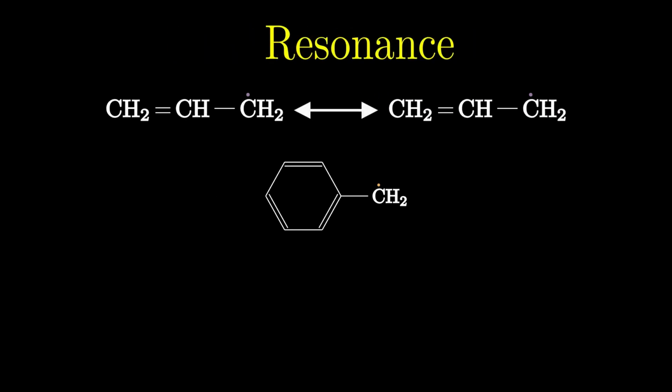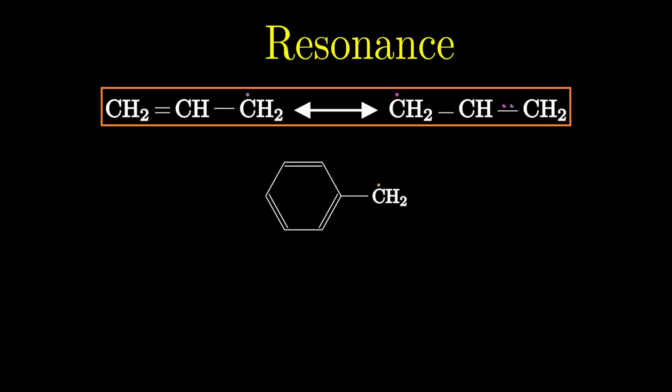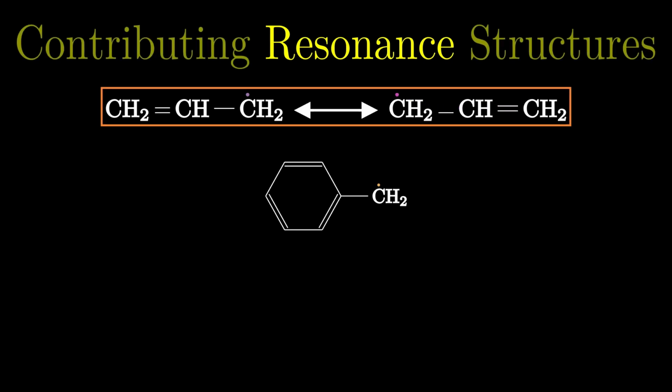Allylic radicals can form 1 new structure. Counting the original, this gives it 2 contributing resonance structures. Even though the electron is on a primary carbon in both, the resonance results in added stability, which is why the allylic radical is more stable than tertiary.